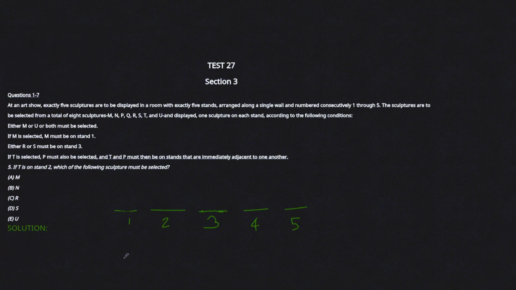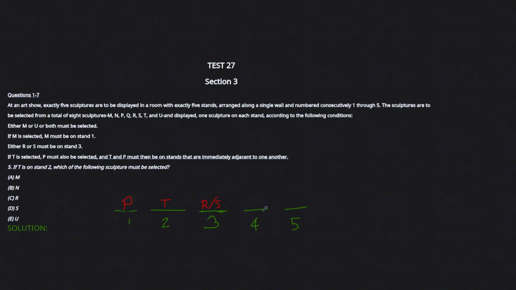Okay, moving on to question number 5. If T is on stand 2, which of the following sculptures must be selected? Okay, so let's just say T is here, and we know in number 3 you need an R or an S based on this condition here, if you can see my cursor, this one. And then the last condition, if T is selected, P must also be selected and they have to be next to each other. So the only space left for T to go is at number 1. Sorry, P has to be at number 1 so that they're next to each other.